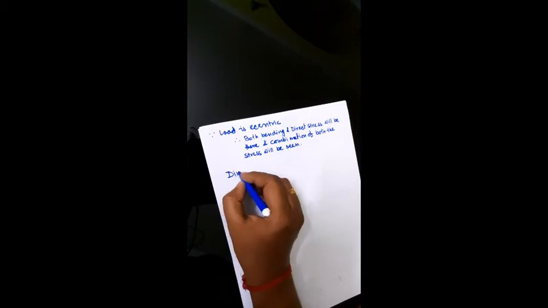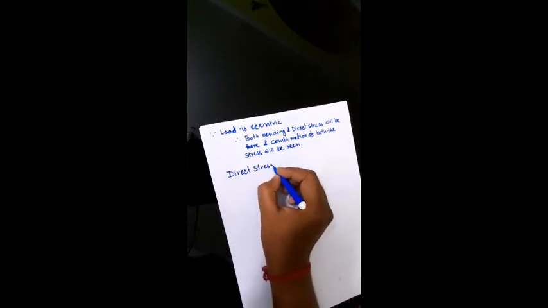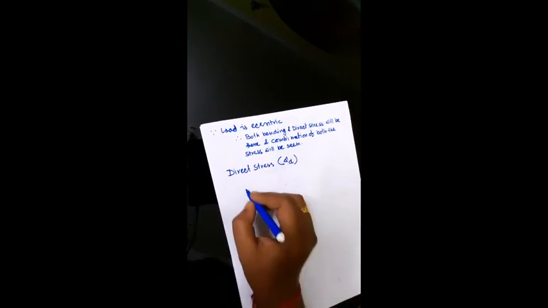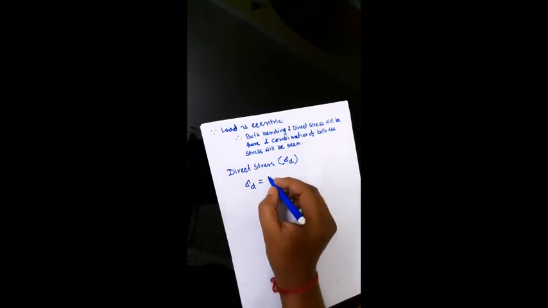So we will calculate first the direct stress, that is the sigma d value. This sigma d is the value of the direct stress. Sigma d is the tensile stress value, that is P by A. This is our general formula for the sigma d value, which is nothing but P by A.